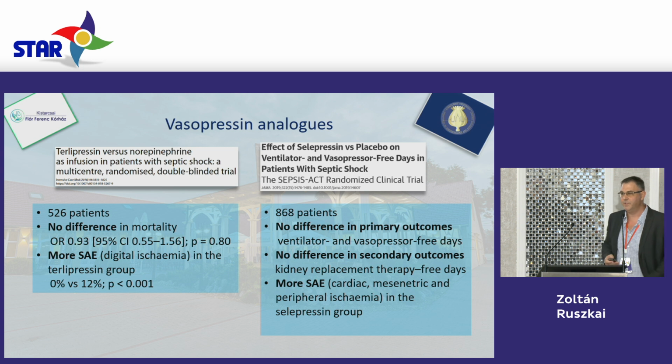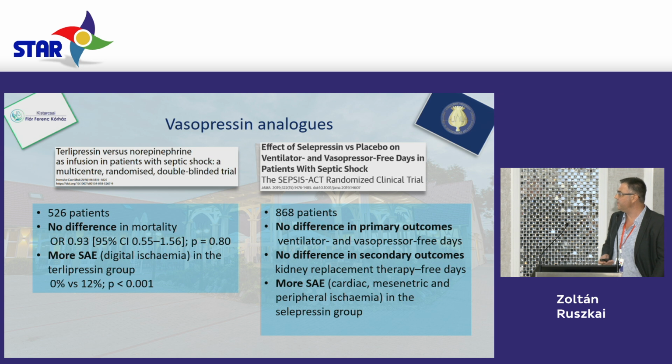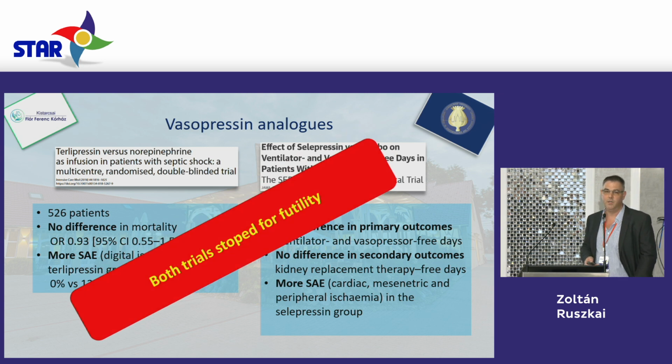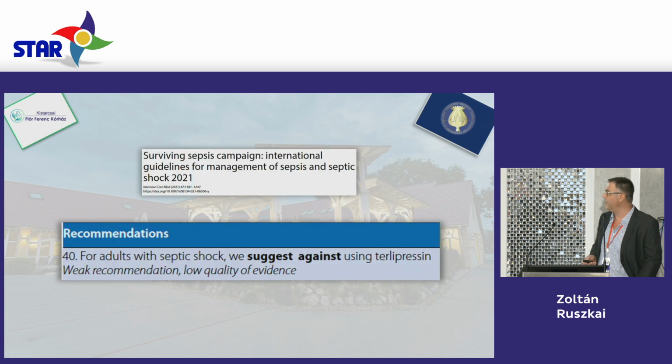Just some words about vasopressin analogs, because someone uses terlipressin in Hungary, but I don't know whether anyone uses selepressin. These studies were addressed to find the place of these agents in vasopressor treatment, but both trials were stopped for futility and due to the serious adverse events. So the guideline suggests against using terlipressin in septic shock. However, it's a weak recommendation and low quality of evidence.